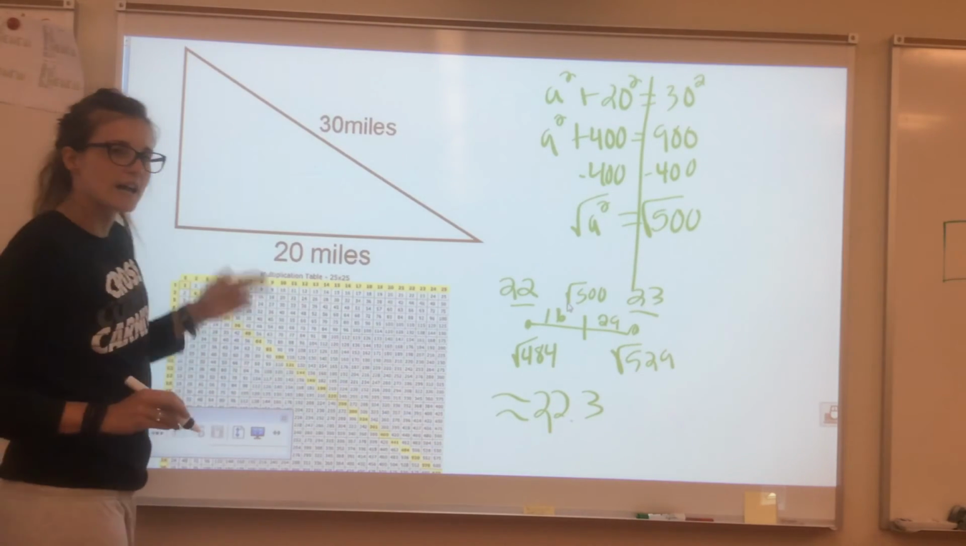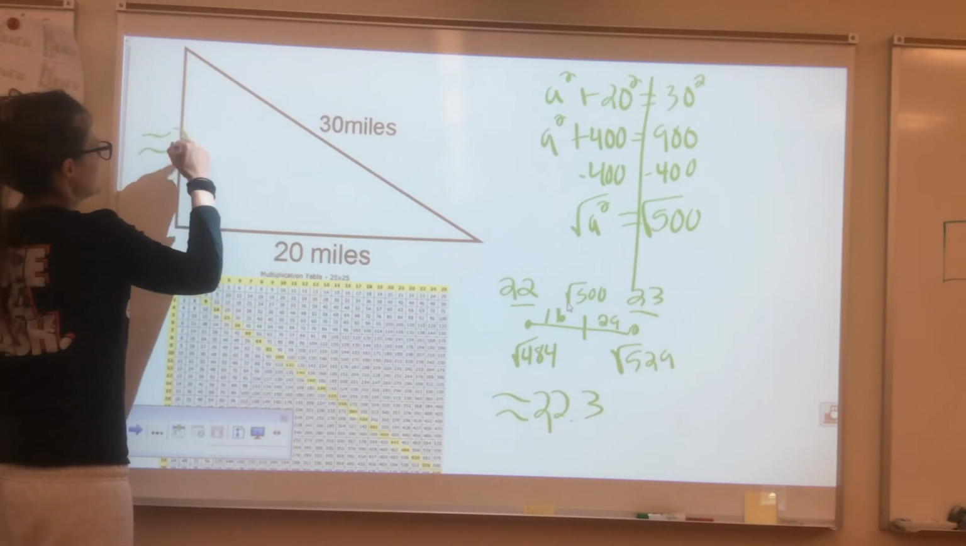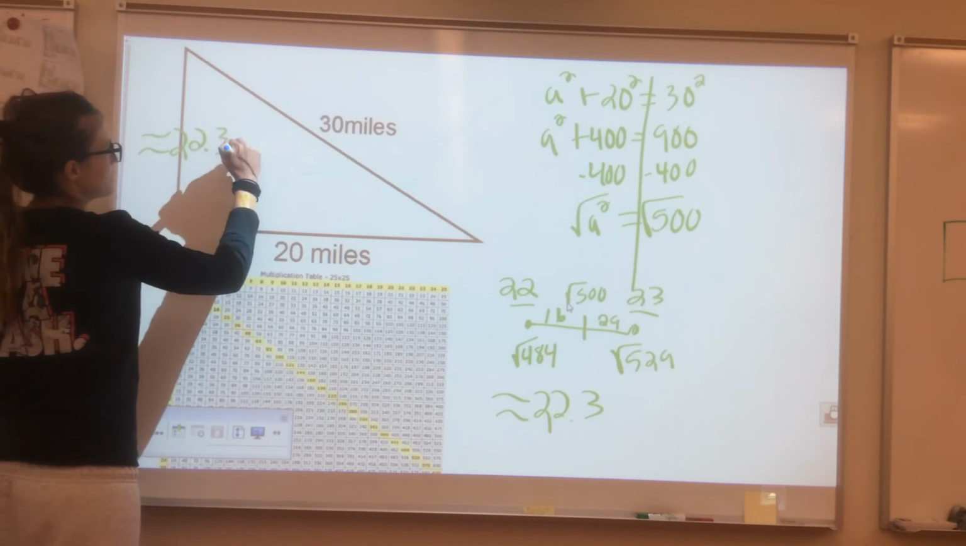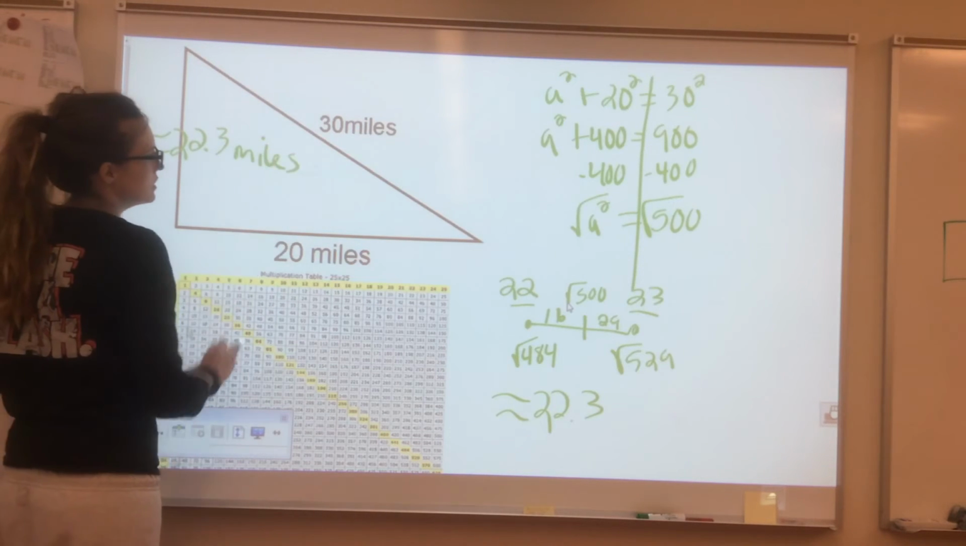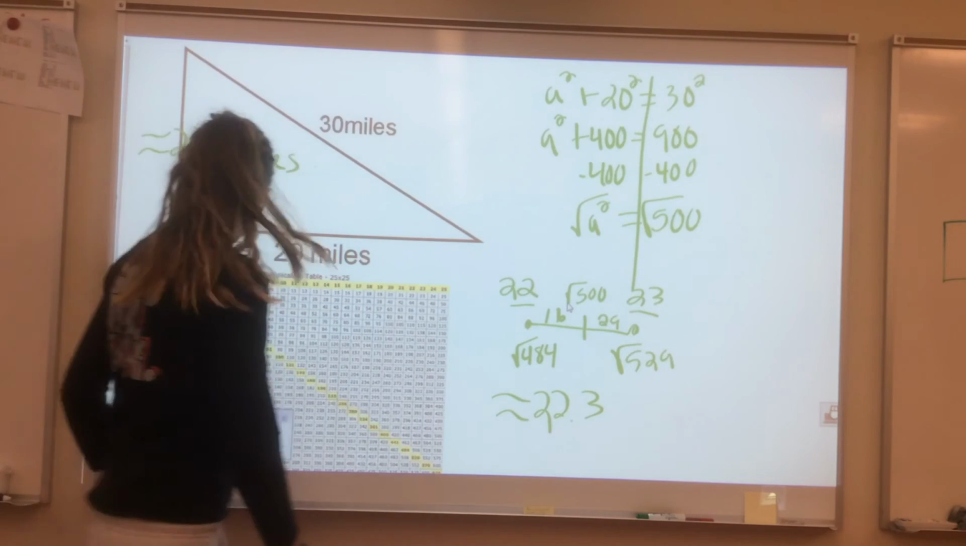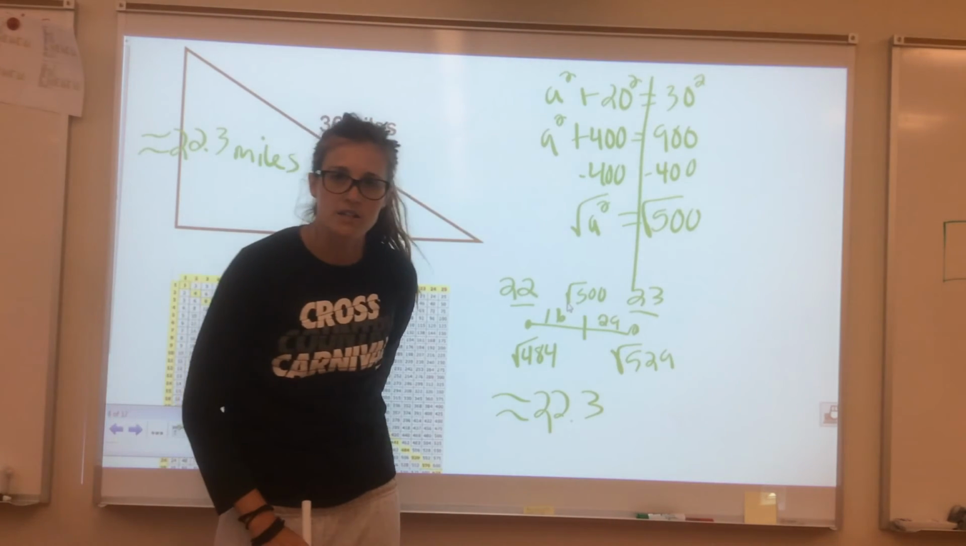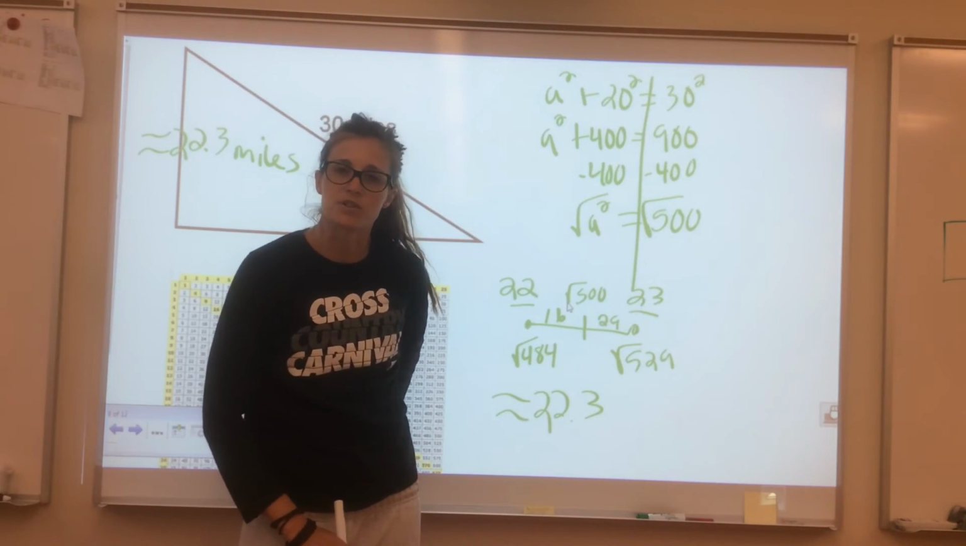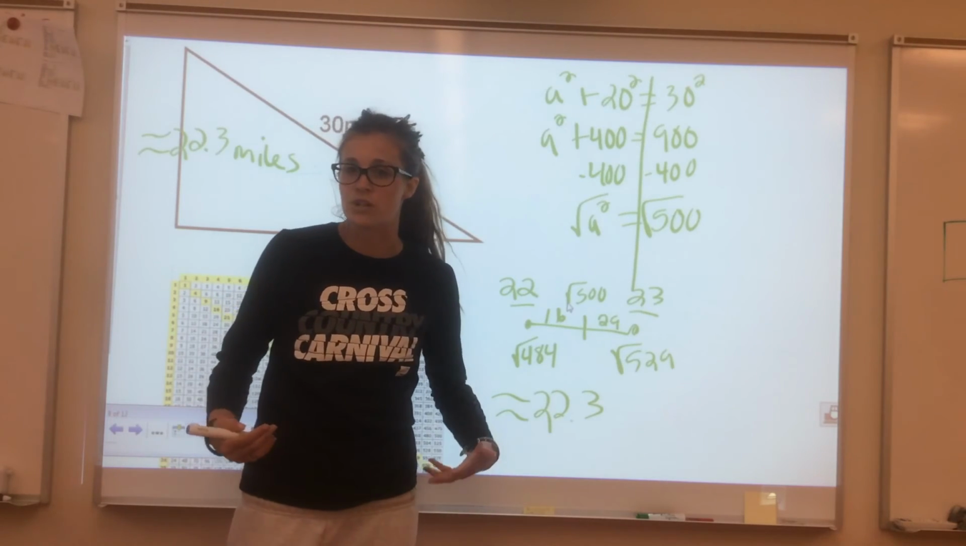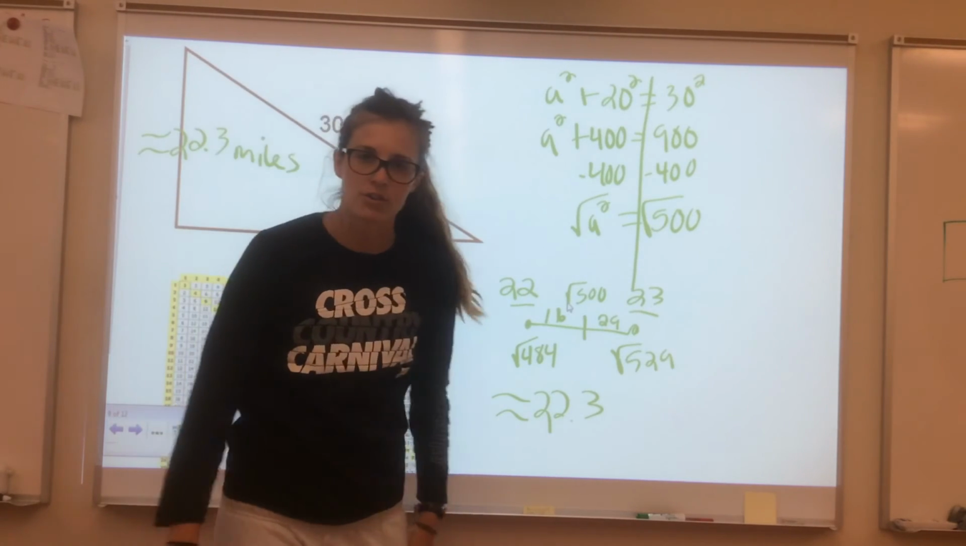So the length of this side is about 22.3 miles. So that's a good way to use your multiplication chart for this, especially for answering the worksheet questions, okay? Because there are some higher numbers on there.